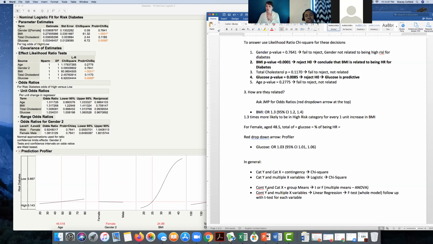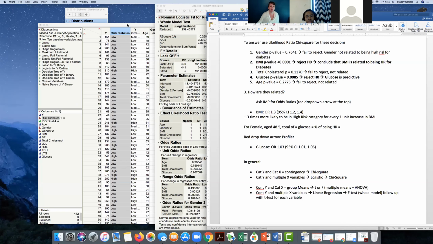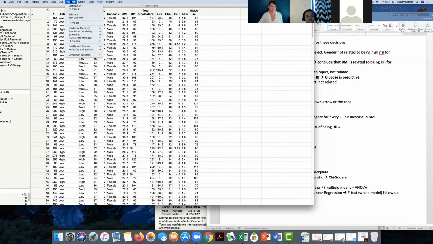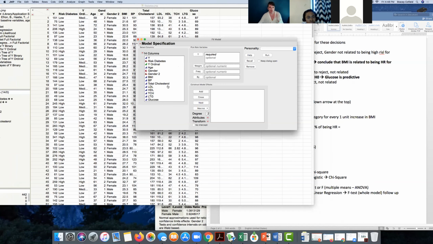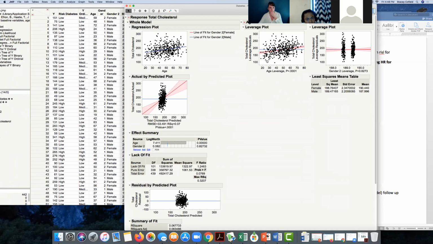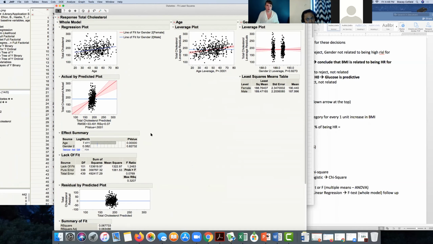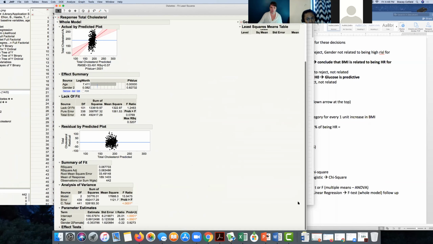When you go to linear regression, the whole model test, is this model useful or not useful, is an F test. Here, I can just show you. I'm going to do a simple analysis so you can see. If I go to fit model and I want to predict total cholesterol, that's a least squares regression. Let's say I throw in age and gender and press run. I want my whole model test. The analysis of variance test, that's an F test. That's my whole model test for linear regression.